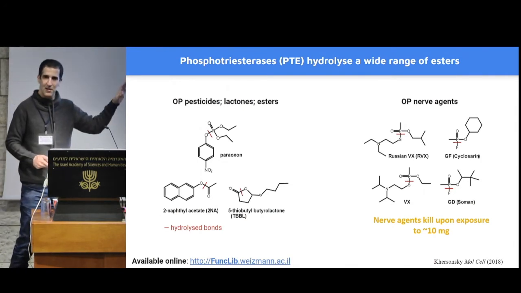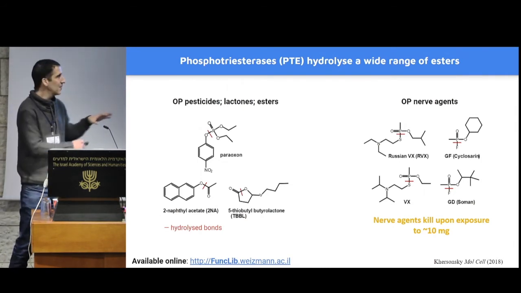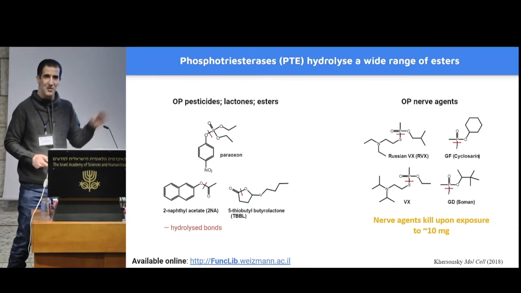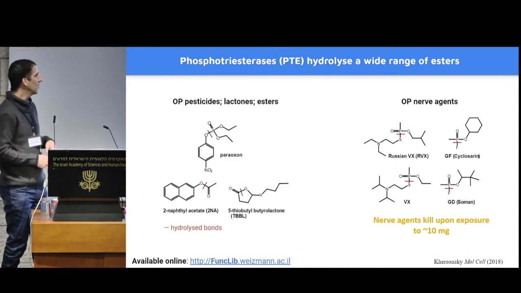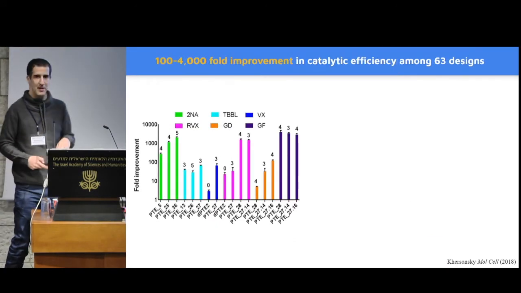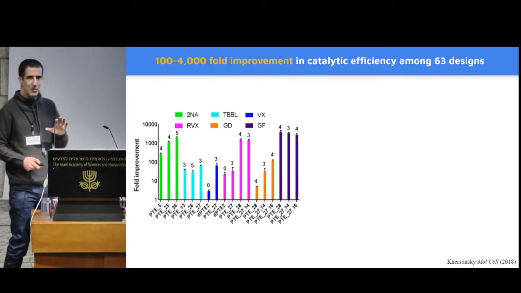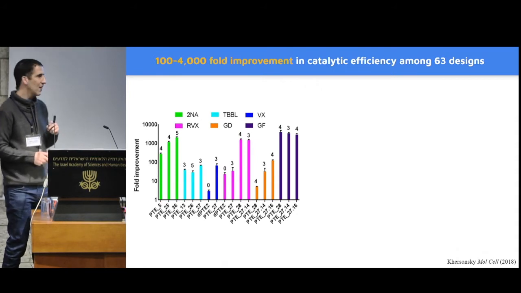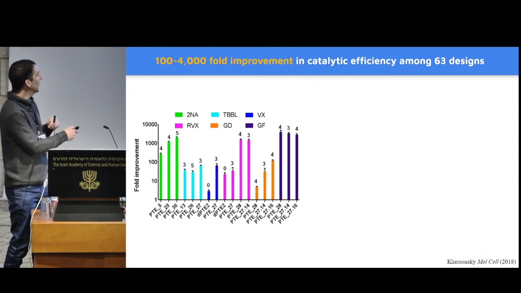So there's a lot of interest in developing countermeasures for these compounds, but the natural bacterial phosphotriesterase has activity rates that are far, far lower than is required for therapeutic use. So we used FuncLab in order to design about 65 different variants of the natural phosphotriesterase. And here I'm showing just the best of the set. You can see that the y-axis reports the fold improvement in log scale relative to the wild-type phosphotriesterase. And here we're testing against 6 different substrates, including these nerve agents, VX, Russian VX, sarin, and so on.